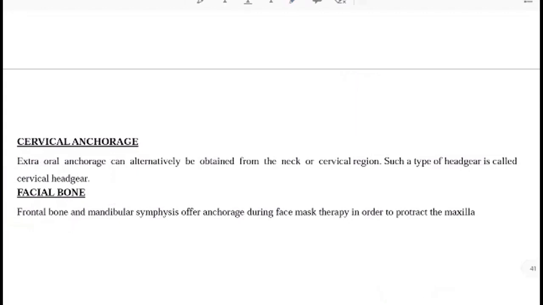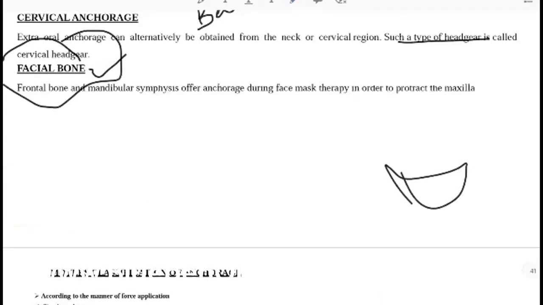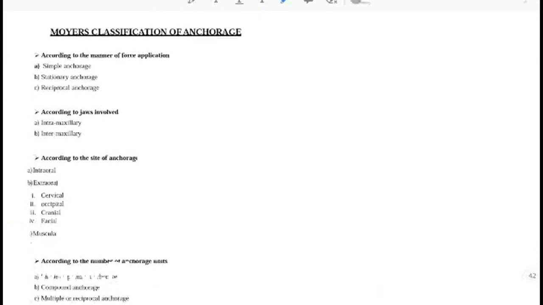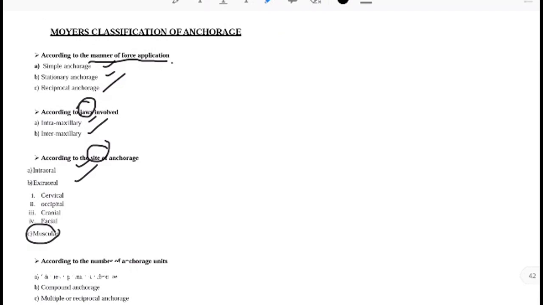Now coming to the types of anchorage. Sorry, before that we have the classification of anchorage. According to the classification, you have Moyer's classification here, which is very important. You can get a direct question like, what is Moyer's classification of anchorage? According to the manner of force application, they can be simple, stationary, or reciprocal. According to Jones, it can be intermaxillary. By site: intraoral, extraoral. Now you know the extraoral ones: cervical, occipital, cranial, facial, and it can also be muscular. According to the number of anchorage units, it can be single, compound, multiple, or reciprocal anchorage. This is how it is classified according to Moyer.